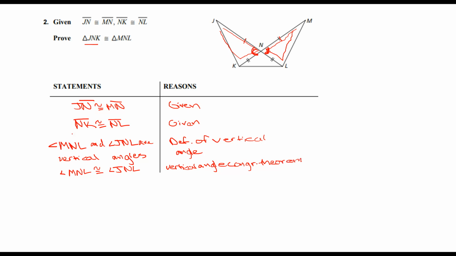And since I've already got all my things listed, now it's a little out of order. I've got the side, the angle, and the side are proven to be congruent for both triangles. I can end with my final statement. Triangle JNK is congruent with triangle MNL. And how do I know? Because of the side angle side theorem. Awesome.